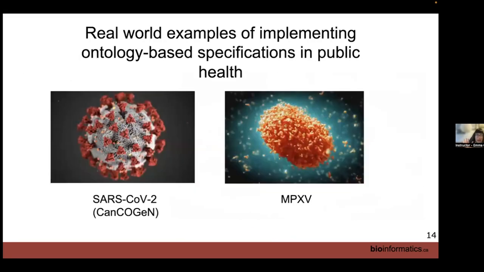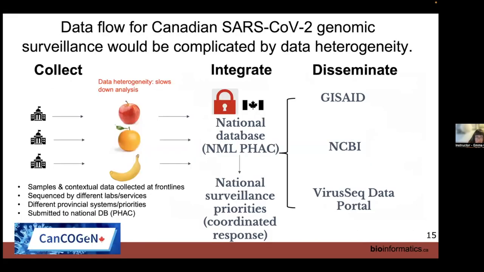So that's the theory. Now we'll get into some real-world examples of how ontology-based specifications have enabled data harmonization and sharing during the COVID-19 pandemic and also the monkeypox epidemic. So, at the start of the COVID-19 pandemic, local and provincial labs were collecting samples for diagnostic testing that were also being used for sequencing and for understanding which variants were present at local and regional levels. To understand how the virus was entering Canada or spreading and evolving across the country, sequences and contextual data needed to be sent to the Public Health Agency of Canada's National Reference Lab for analysis. All of the contextual data collected by the different health authorities across the country was in different formats.